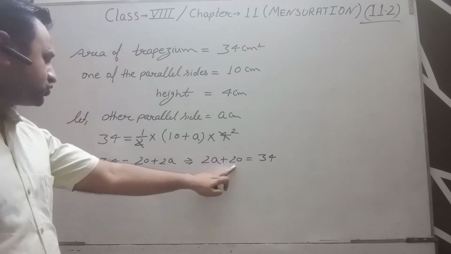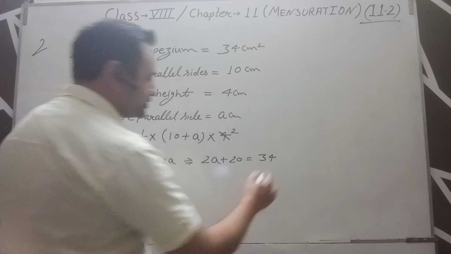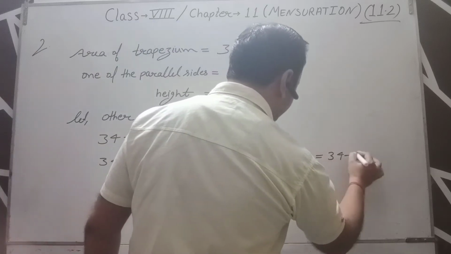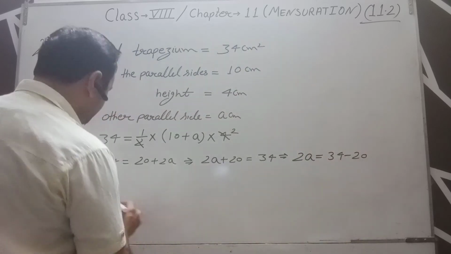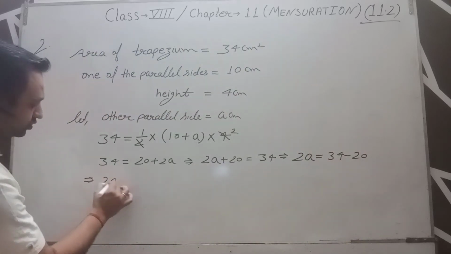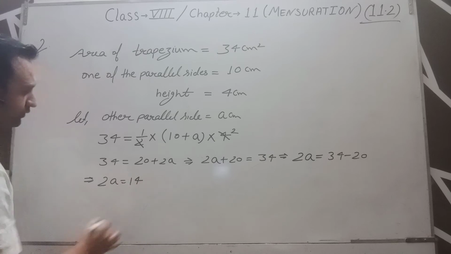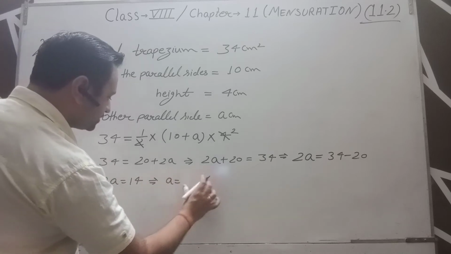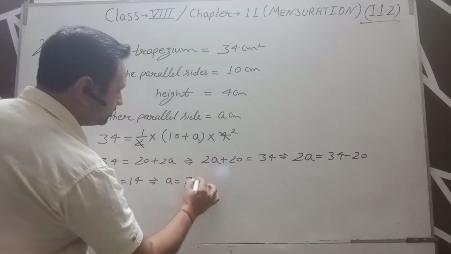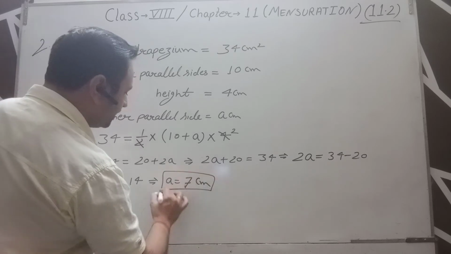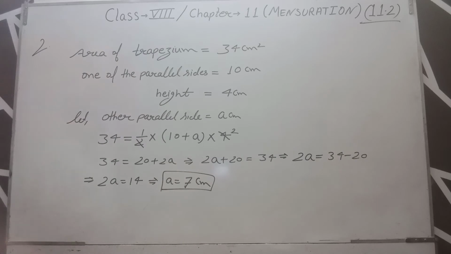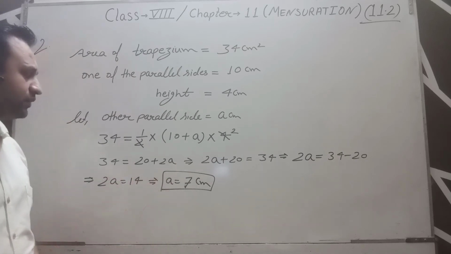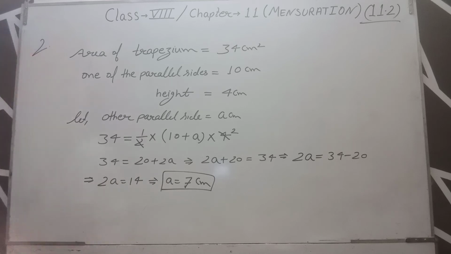Now we transpose 20 from LHS to RHS. So 2a is equal to 34 minus 20. So 2a is equal to 14. So finally a is equal to 7 centimeter. So it is the length of the other parallel side. It's very easy. We use the area of trapezium formula and find out the length of the other parallel side. Just note down.